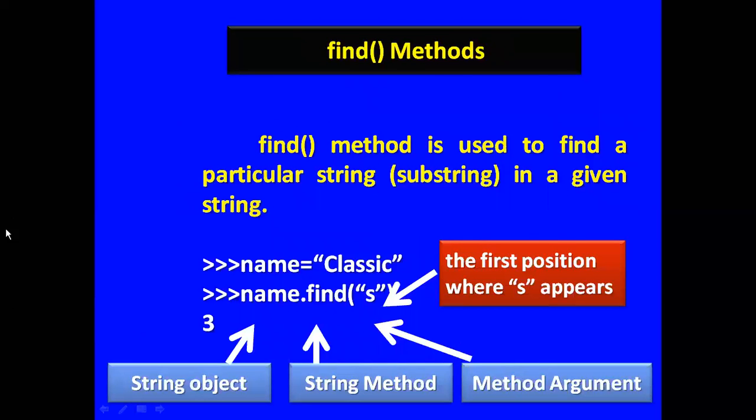Then find. What is the use of the find function? It finds whether the given character that you are searching for is present in the given string or not. Name is equal to classic. The first position where S appears will be given. It is not going to give you both the positions. It is going to give you the first occurrence position of the string.